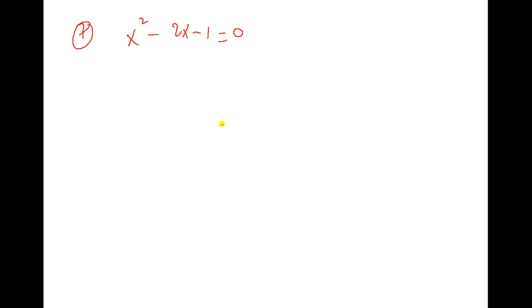Okay, how about let's try the factoring first. If you want to factor this one, we have x and x, which gives x squared. Now we are trying to look for two numbers that, when you multiply, you get minus 1, and when you add, you get minus 2. It seems to me that I cannot find an integer that when I multiply I get minus 1, and when I add I get minus 2.